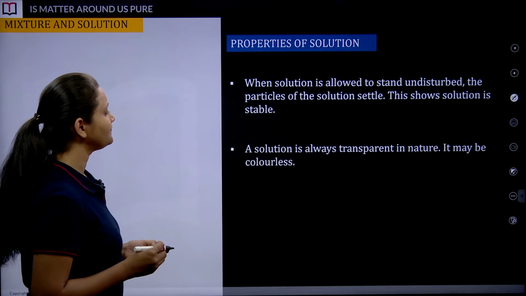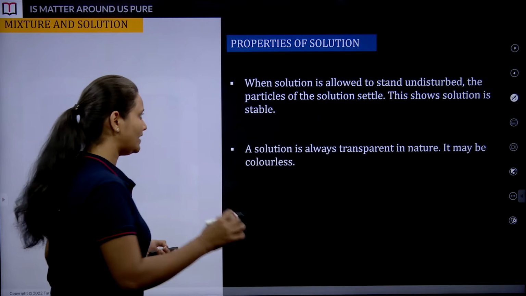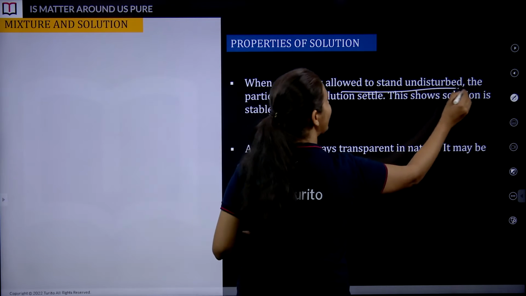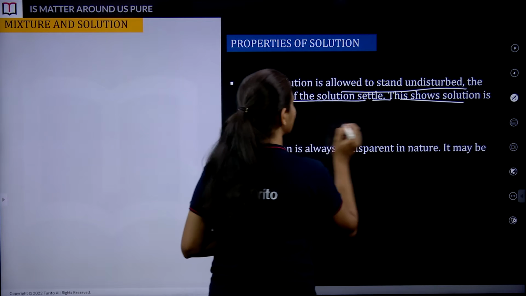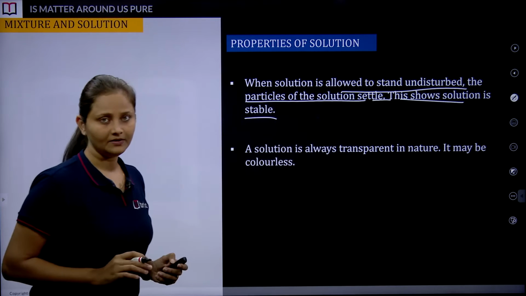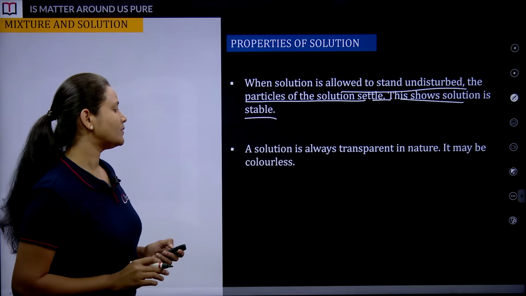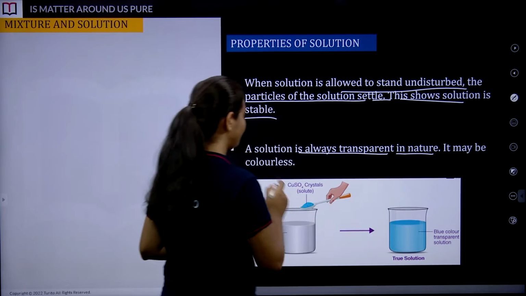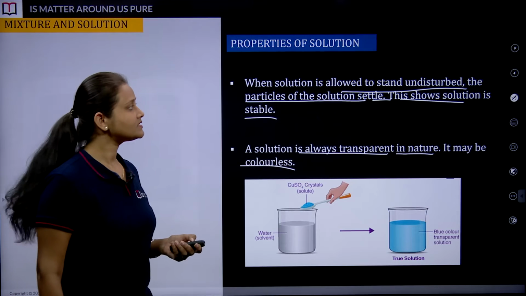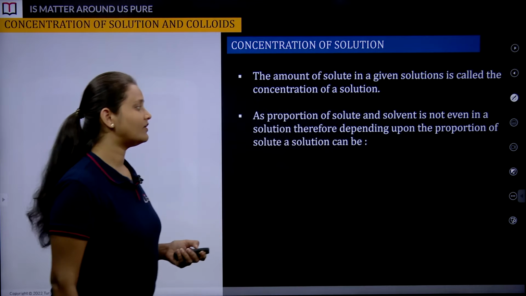Now let's move ahead. We have observed that when a solution is allowed to stand undisturbed, the particles of the solution do not settle. This shows that the solution is stable, correct? The next property is that the solution is always transparent in nature, it may be colorless. So students, these are some properties which we have covered, correct?